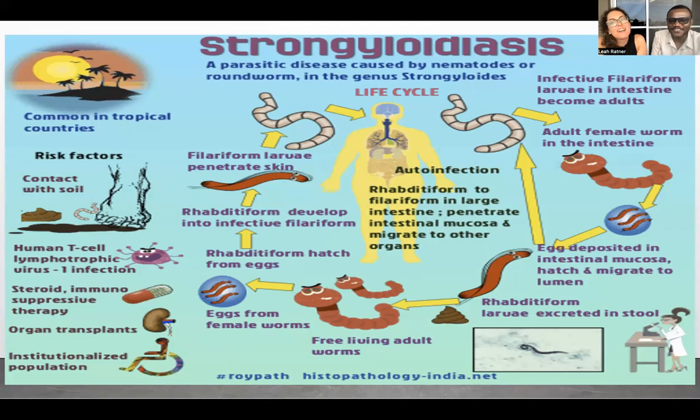But it's a common retrovirus in the tropics, and it is a huge risk factor because of the T cell inhibition for strongyloides dissemination, which we'll talk about in a second. Steroid and immunosuppressive therapy is also a huge risk factor for hyperinfection syndrome, which we'll talk about in a second.